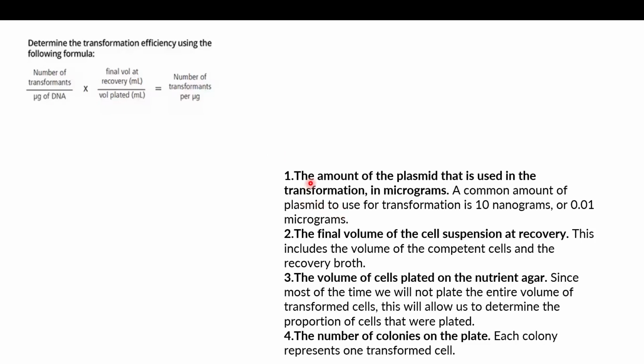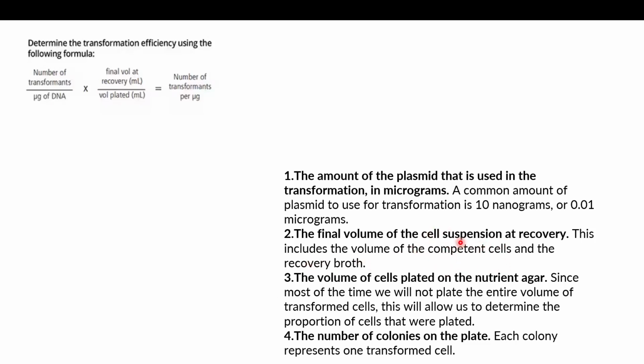Okay, now the amount of the plasmid that is used in the transformation is in micrograms, and the amount of plasmid that can be used for transformation is 10 nanograms. 50 nanograms can also go, depending on what type of host cells we are talking about. Okay, transformation efficiency is also affected by the final volume of the cell suspension at recovery. That's what I was talking about after the heat shock. This includes the volume of the competent cells, the mixture of competent cells as well as the DNA.